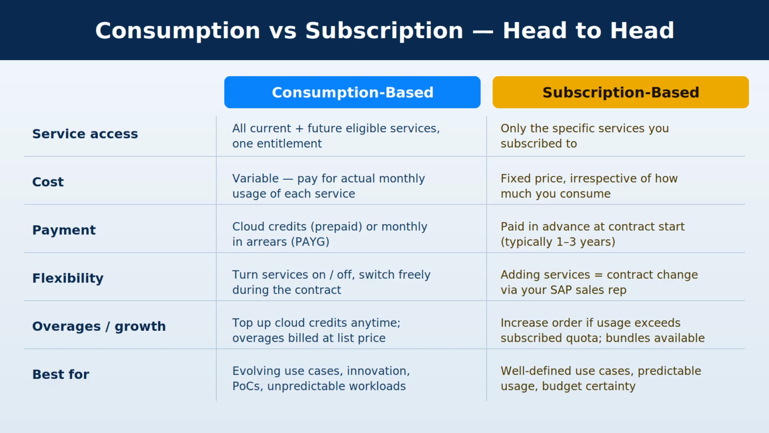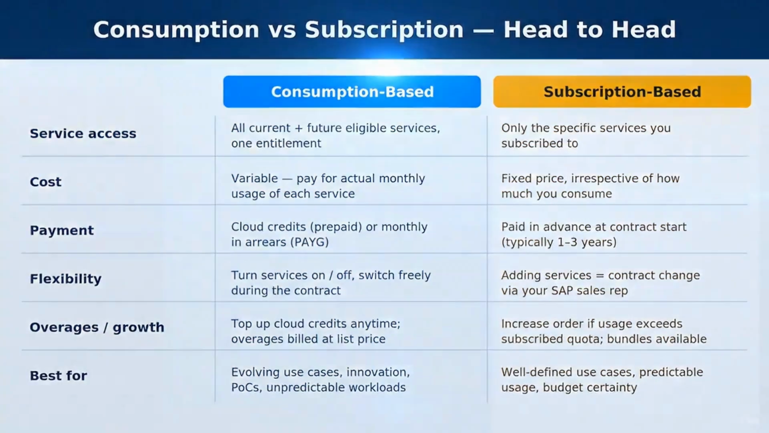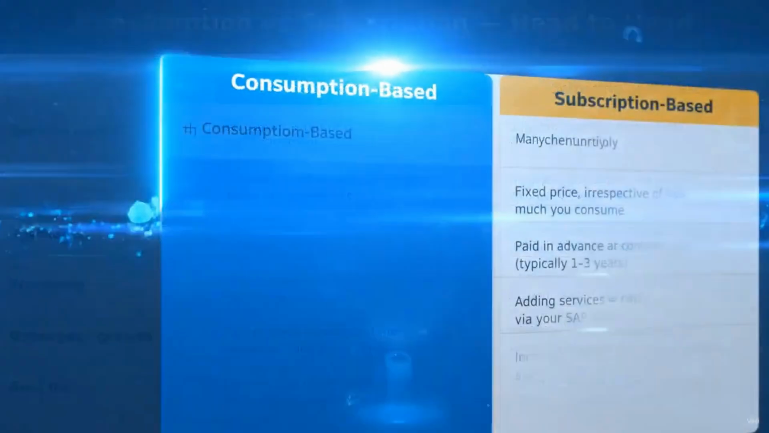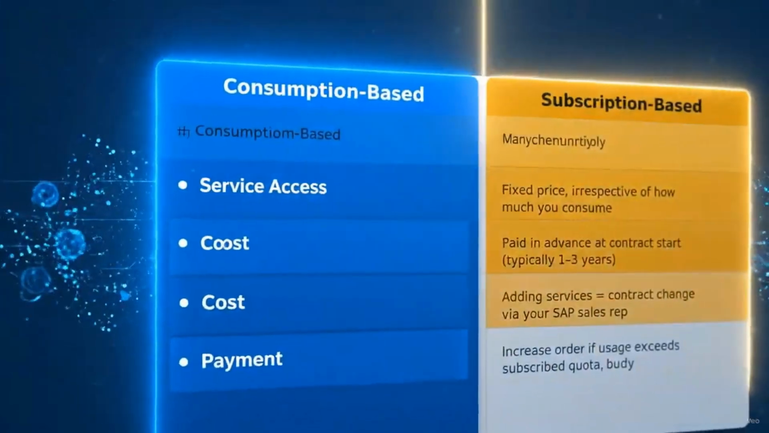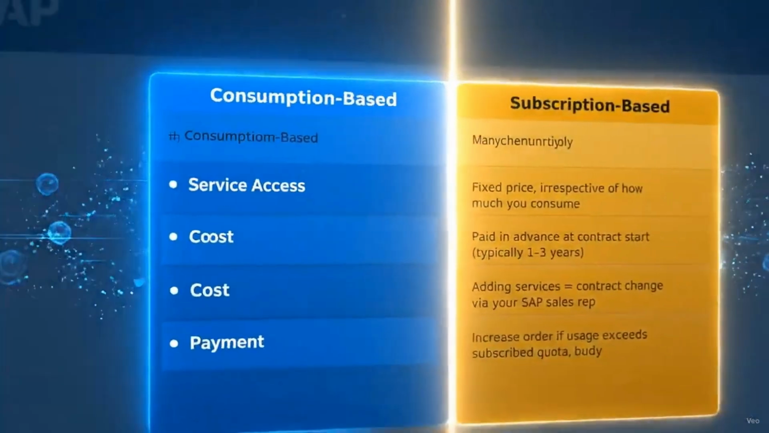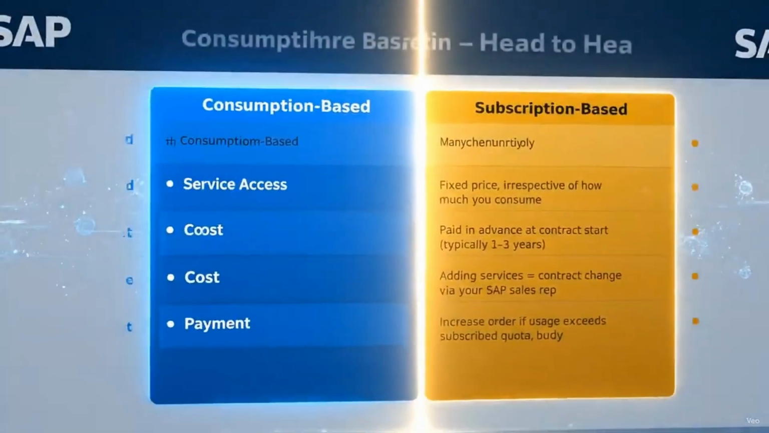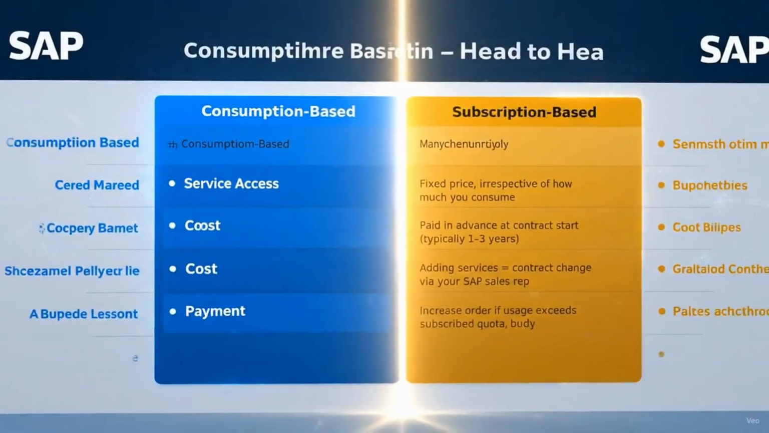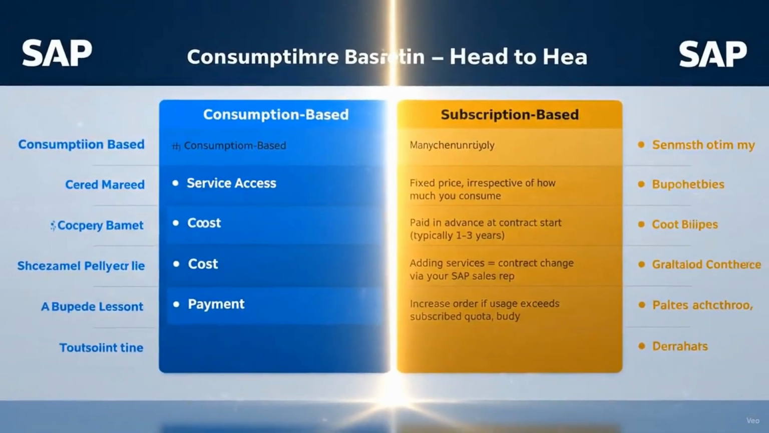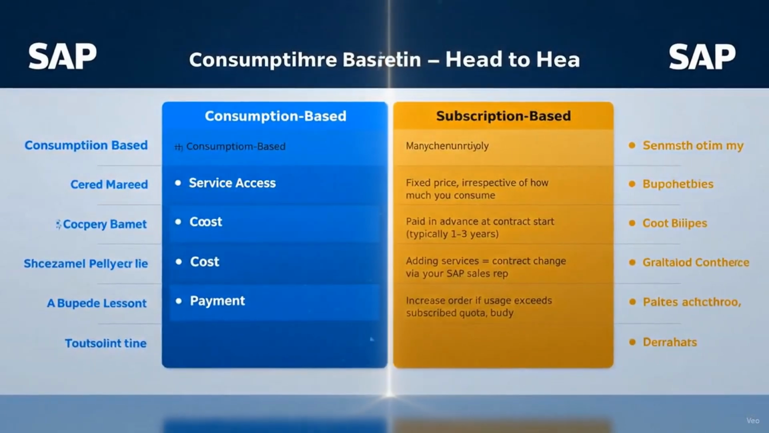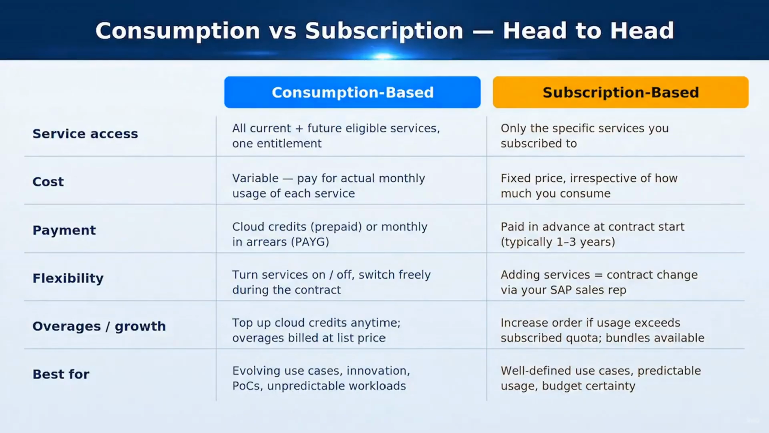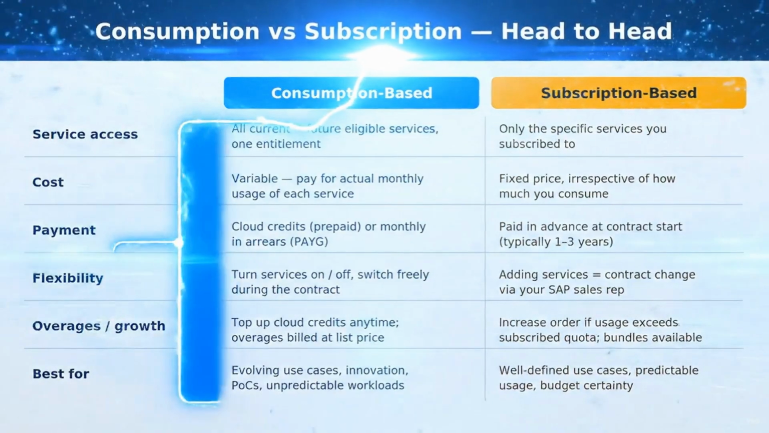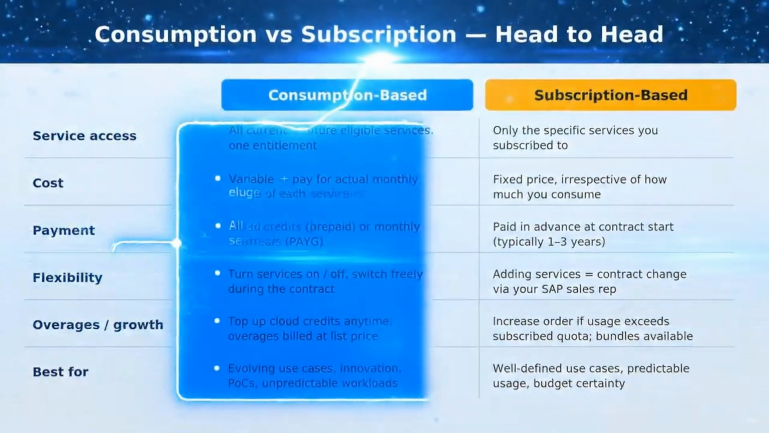Let's put them side by side. Service access. Consumption gives you the entire eligible catalog, including new services SAP adds later. Subscription gives you only what's in your contract. Anything extra means calling your SAP account executive and changing the contract. Cost behavior. Consumption is variable. Your bill follows your usage, service by service, month by month. Subscription is flat. Use it heavily or barely touch it, the price doesn't move.